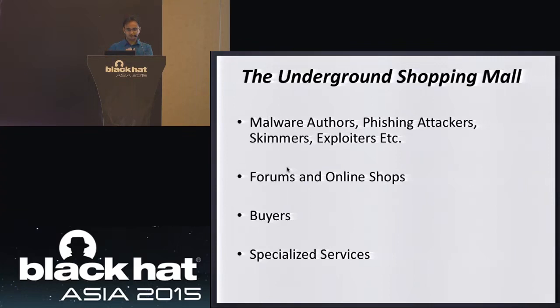It comprises of malware authors and phishing attackers, the people who sit at the top. They are the people who actually create the attack. They are the people who actually hold the information. The next entity would be the forums and online shops that can facilitate selling the information that has been stolen. Then there are buyers. Definitely when there is a shopping mall, there should be buyers, otherwise you will be at a loss. So the buyers are the next important entity of this mall.